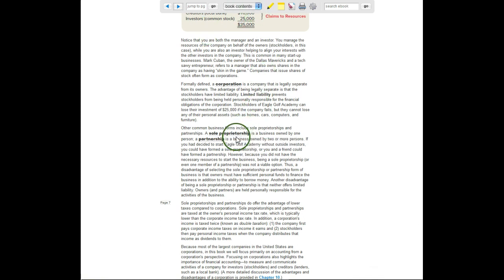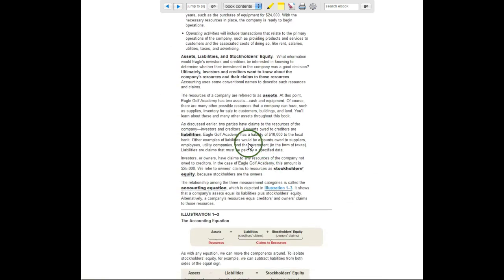There is a sole proprietorship. That is a one-owner, non-incorporated business. A partnership is where you have two or more owners, and you could have thousands of partners if you wanted to, but two or more owners, again, non-incorporated.